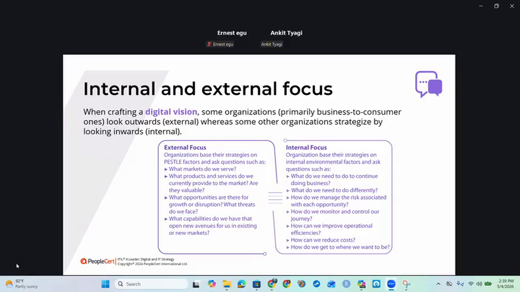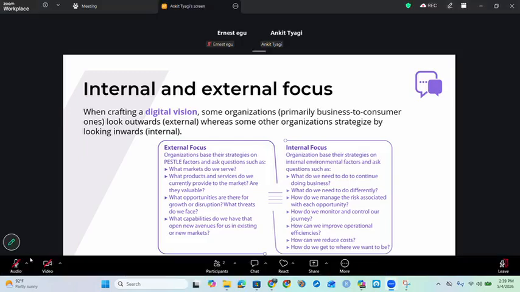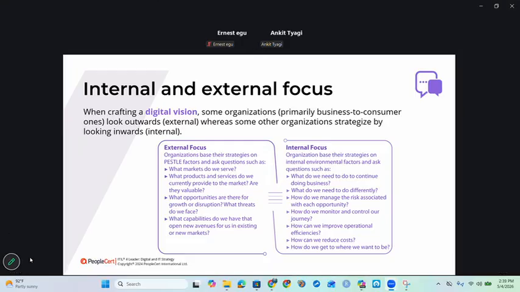Similarly, we can also have an internal focus wherein organizations base their strategies on internal environmental factors and ask questions such as: What do we need to do to continue doing business? What do we need to do differently? How do we manage the risk associated with each opportunity? How do we monitor and control our journey? How can we improve operational efficiencies? How can we reduce cost? And how do we get to where we want to be?